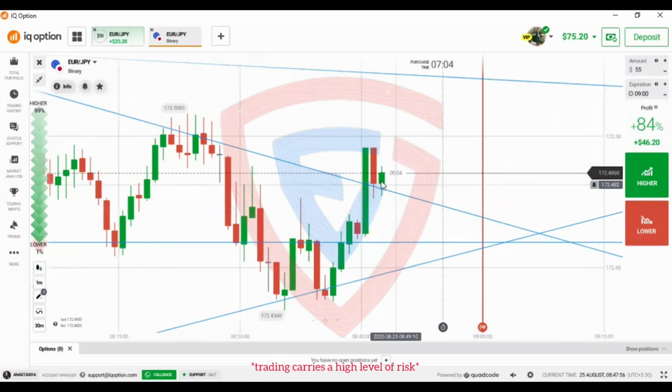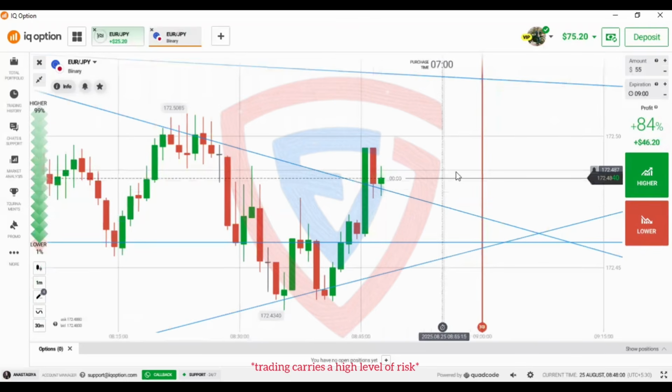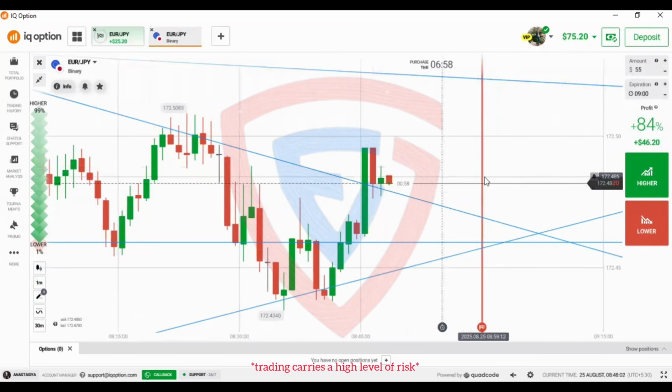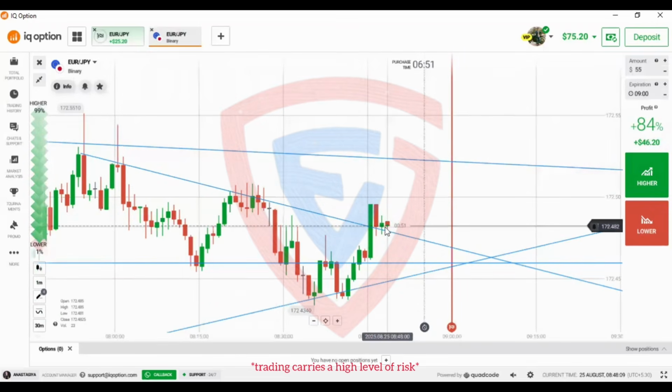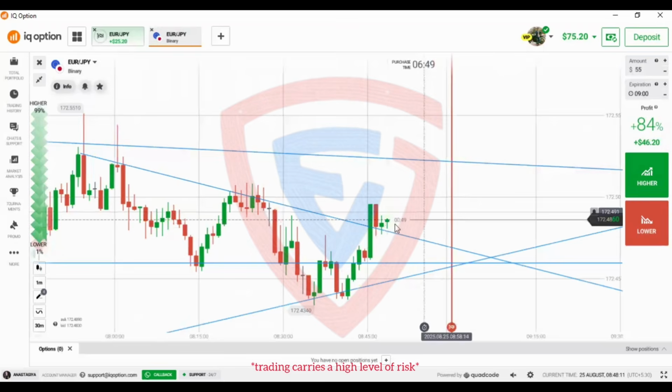Not from this point because it's not good to trade from this point directly. So mostly the market will not get support from the trendline point where the market broke the level. So it's not good to enter here.